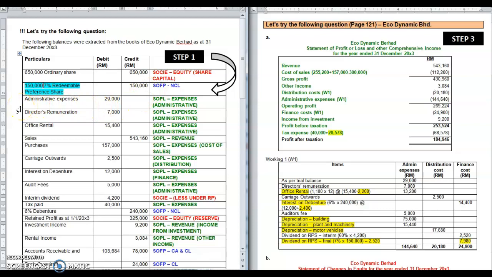Followed by the next item, administrative expenses. Clearly it is under SOPL because it is an expense and it is under administrative. Remember I mentioned that under MFRS we can classify or present our expenses by nature or by function. For our syllabus we will follow by function, where we categorize into 3 different functions: admin, distribution, and finance. Just continue with the rest of the items, as I taught you before in Laut Damai.